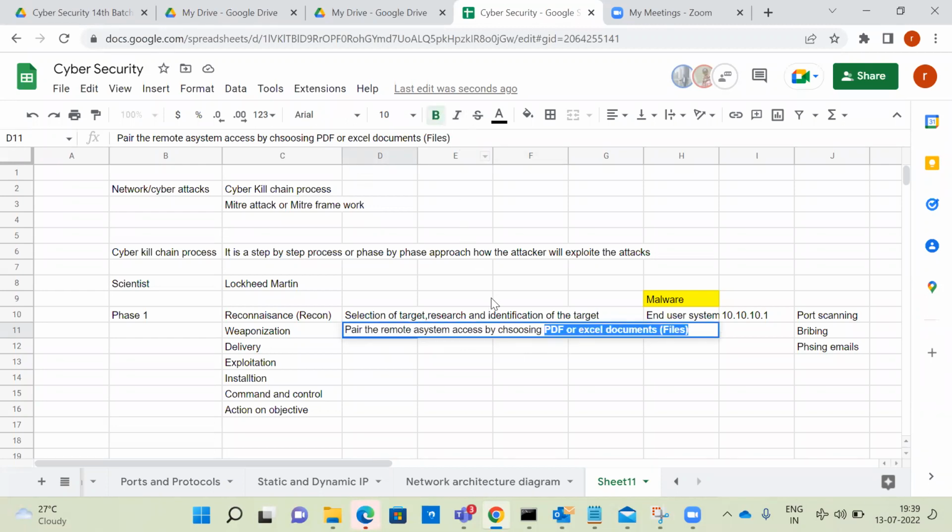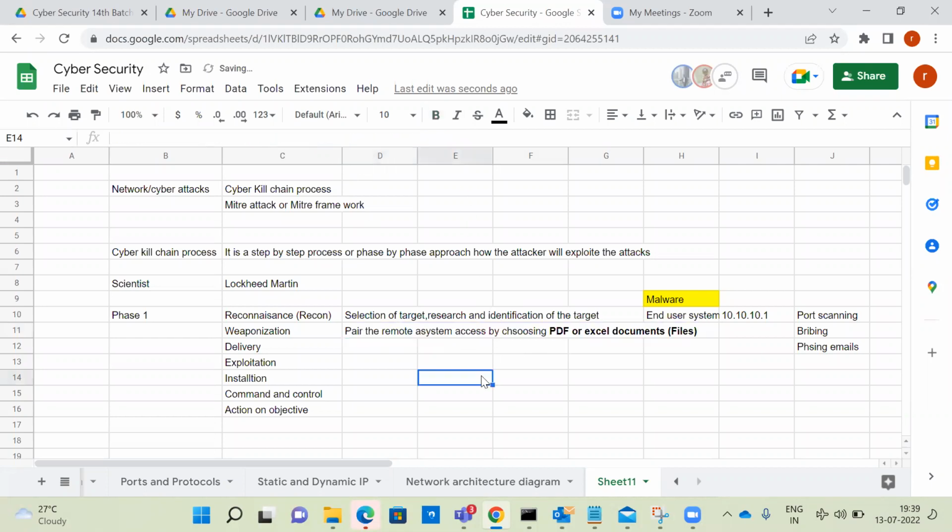In these PDF or Excel documents, he will create malicious software program code and inject it into the PDF or Excel documents. In Excel documents, he will use macros, PowerShell, or scripting languages like Python, Perl, JavaScript or HTML, any of the programming languages. So the weapon is your PDF or Excel documents related to malware. That is the weaponization part. So it is basically files.